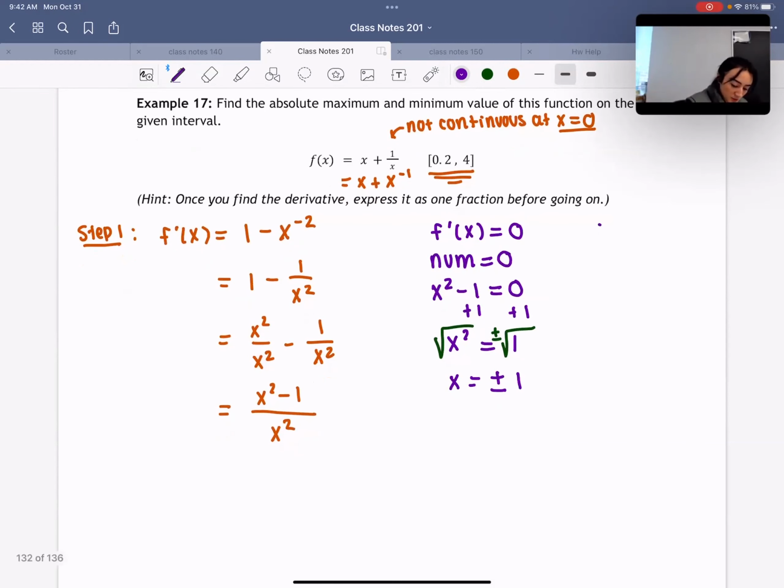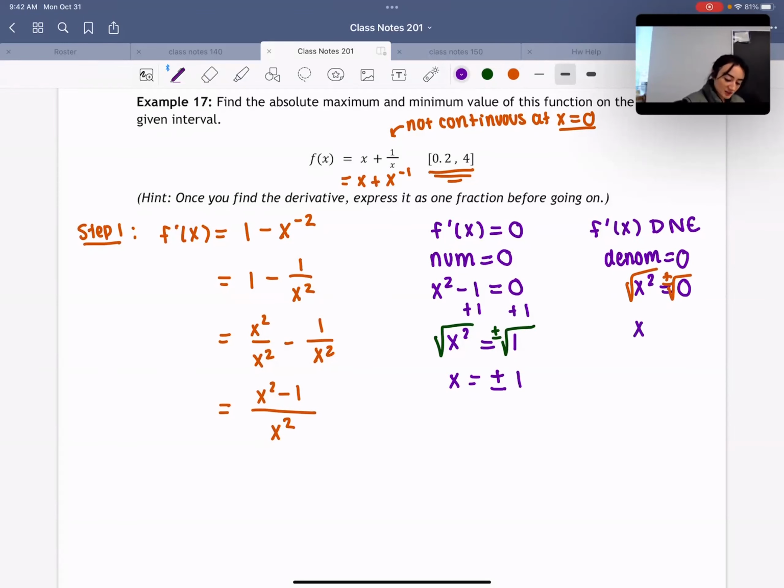Let's think about where a function doesn't exist. That happens where the denominator is equal to 0, right? That's where our function is not existing. Our denominator is x squared. So taking the square root of both sides, I'll remember the plus or minus sign anyway, gives us x equals 0. So it looks like we have a couple candidates for our critical values: -1, +1, and 0.